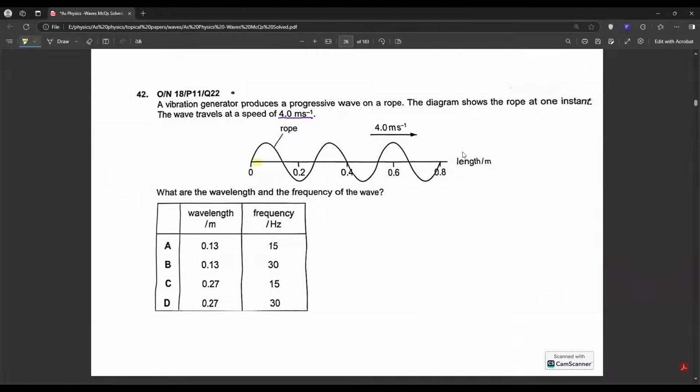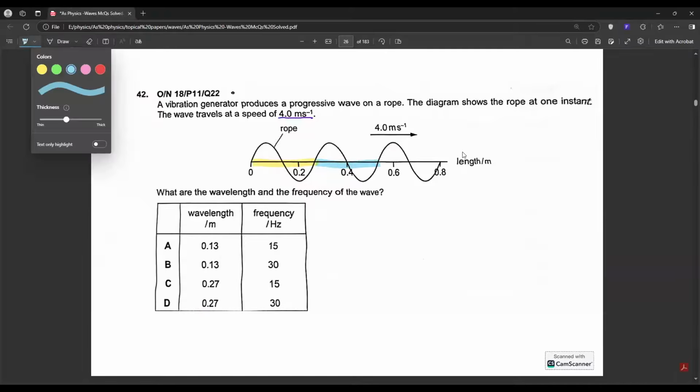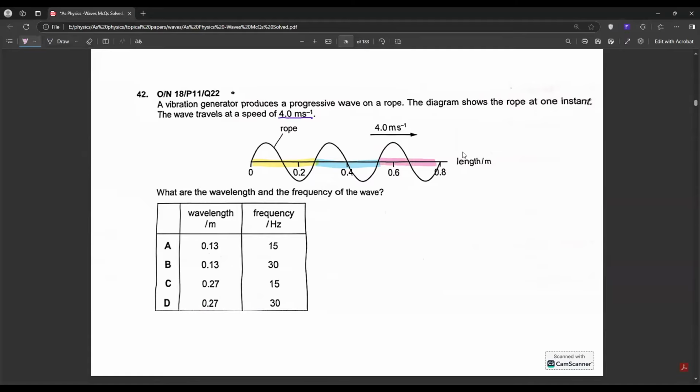Can you see that one wave, two waves, and three waves are getting completed in a distance of what? 0.8 meters. So 3 lambda is equal to 0.8 meter. Lambda will be equal to what? 0.8 divided by 3. What does this come out to be? 0.27 meters. A is not your option. B is not your option.